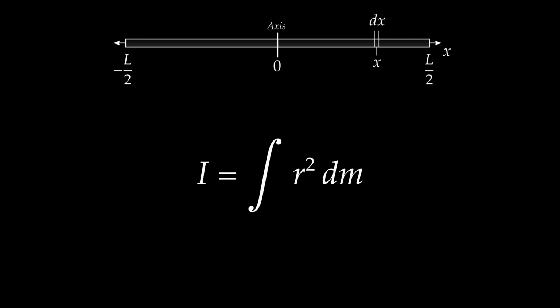And so I compute the integral, r squared dm. Well, I have to define the differential of mass. And so I'll divide the rod up, and this should be very familiar to you because it's very much like the center of mass calculation.